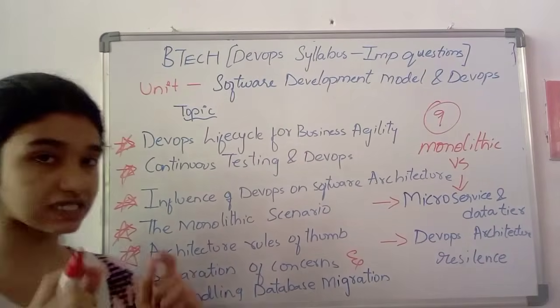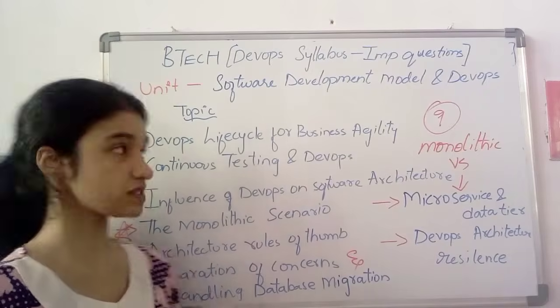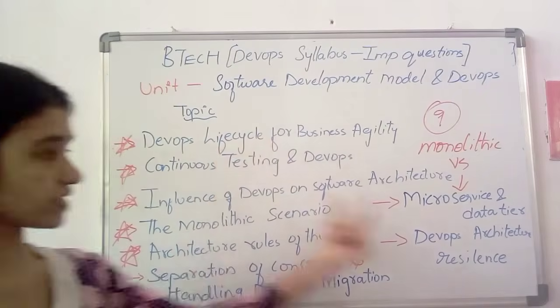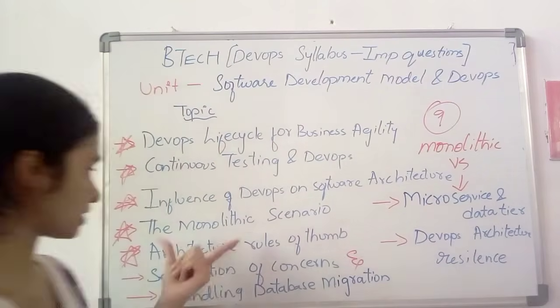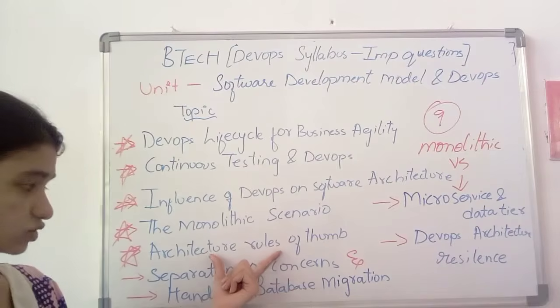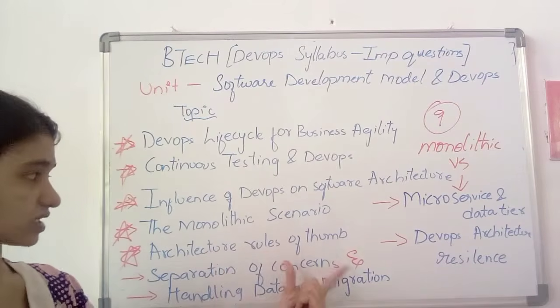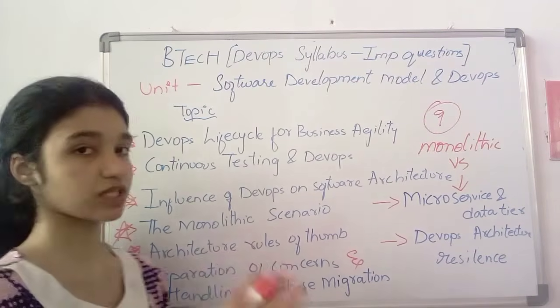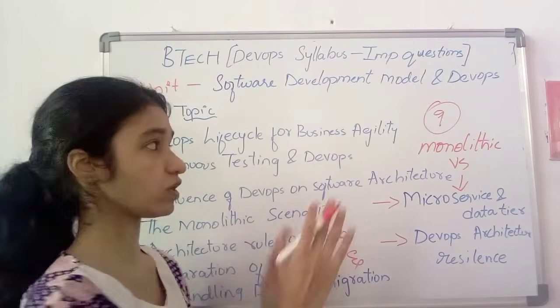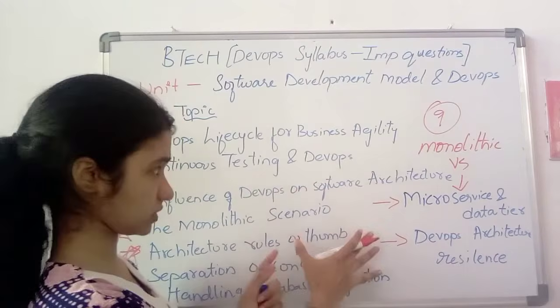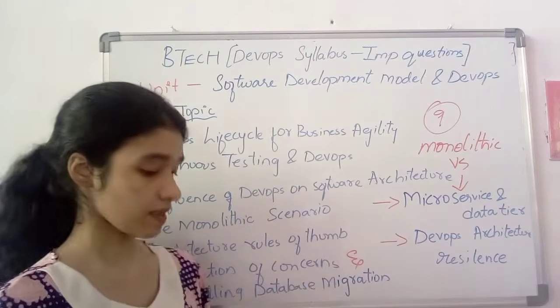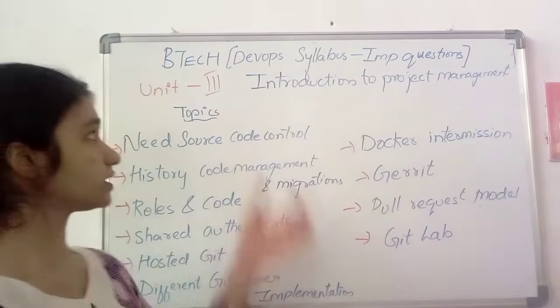Whenever you are starting the preparation for final exams, just go with microservices data tier, the monolithic scenario, architecture rules of thumb, and database migration. Make sure that you are covering everything in this unit if you are studying it. Okay, so let's go with the third unit.